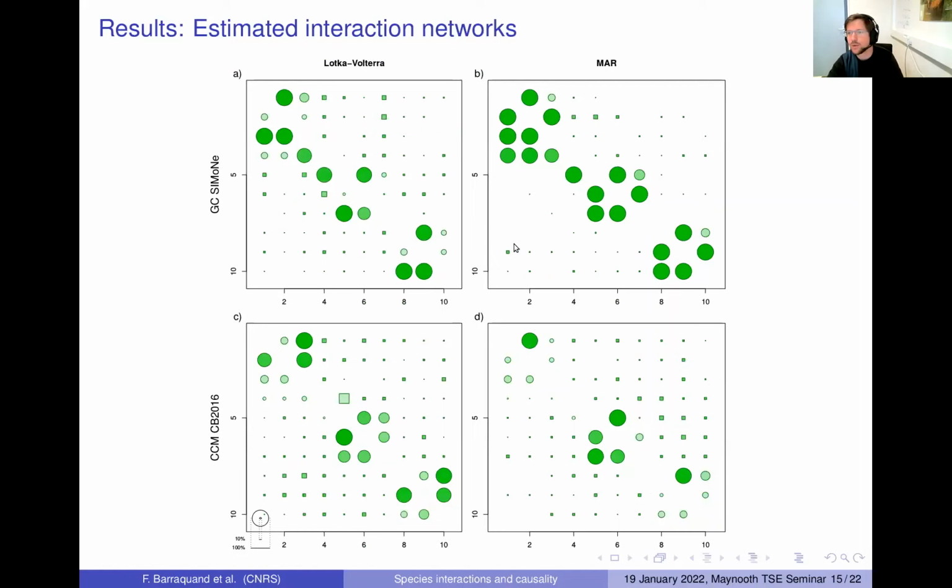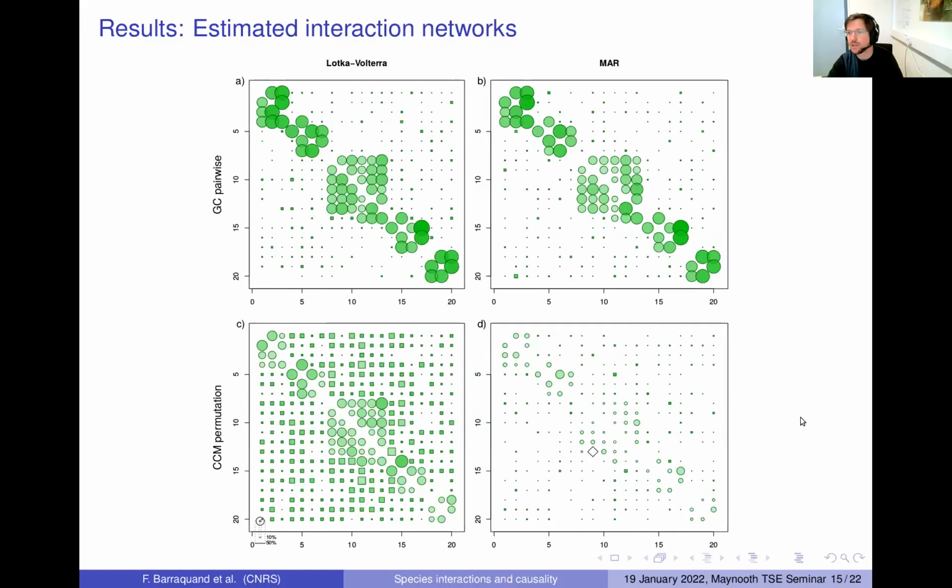Then, if we look at the other types of algorithms that we've considered, this LASSO-based MAR estimation is doing a little less well for Lotka-Volterra, while it's doing really well when we simulate with a multivariate autoregressive model, which confirms that it's a little bit sensitive to parametric assumptions. And then these other types of p-values with convergence to library size for convergent cross-mapping are not doing so great.